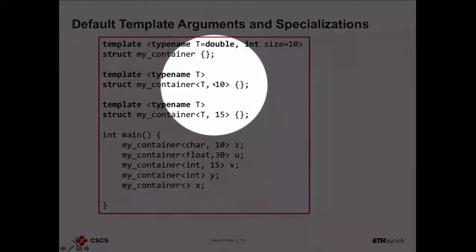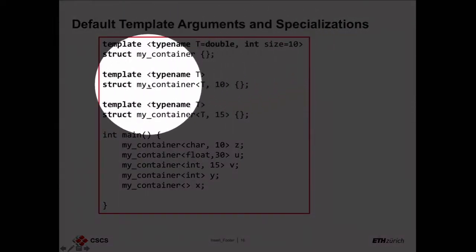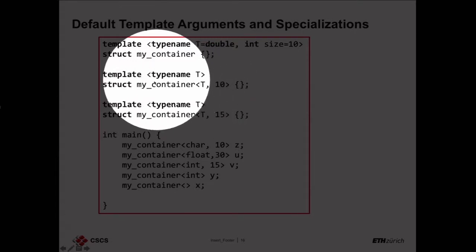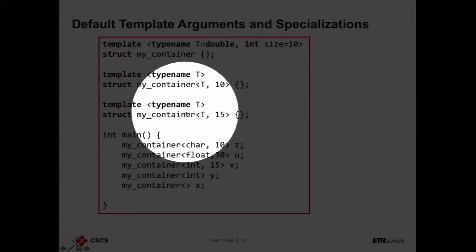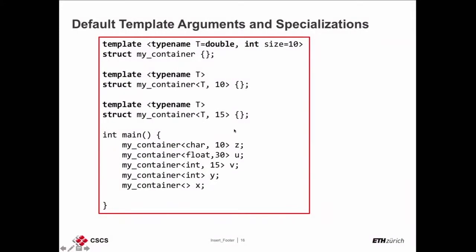Now I have a primary template, which is my container with double and size 10. And I want to instantiate my container. And then I have a specialization for my container for size 10 and one specialization for my container of size 15. I'm saying basically, I know that if size is 10, I can do a great job. Or if the size is 15, I can do a great job. For other sizes, I don't care. I will have some basic implementation.